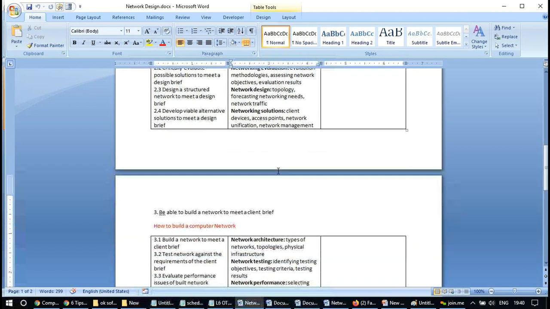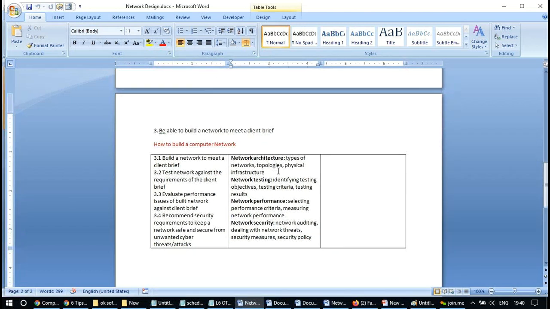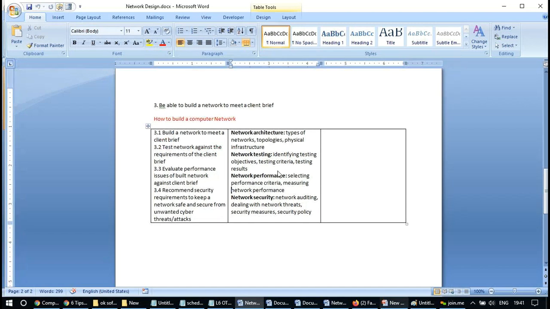And then furthermore, LO3 is to build a network to meet the client brief. It means implementation, like we do in programming, exactly what components you would be dealing with. Again, there are four indicative contents in this: what network architecture you would be using, how you would be testing the network, how you would consider the performance, and how you would be implementing the security.